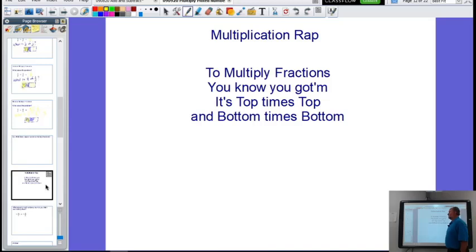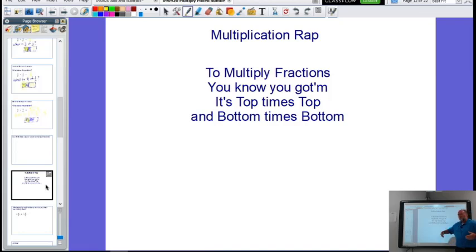Okay, so now let's find out how we do this little wrap. Well, this is what I call the multiplication fraction wrap. It's real simple, real easy. It goes like this. To multiply fractions, you know you got them. It's top times top and bottom times bottom. Just like that. Now, I know that kind of sounds silly, and I don't rap very well, but it does help you understand what to do.